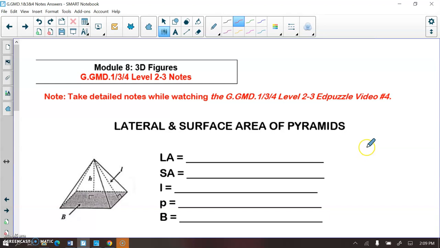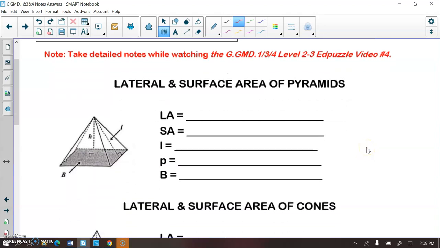Okay, so now we're going to be talking about surface area of pyramids and cones. Remember, lateral area are your sides. Surface area then also includes the base. So the lateral area for a pyramid is 1/2 times something called your slant height times the perimeter of your base.